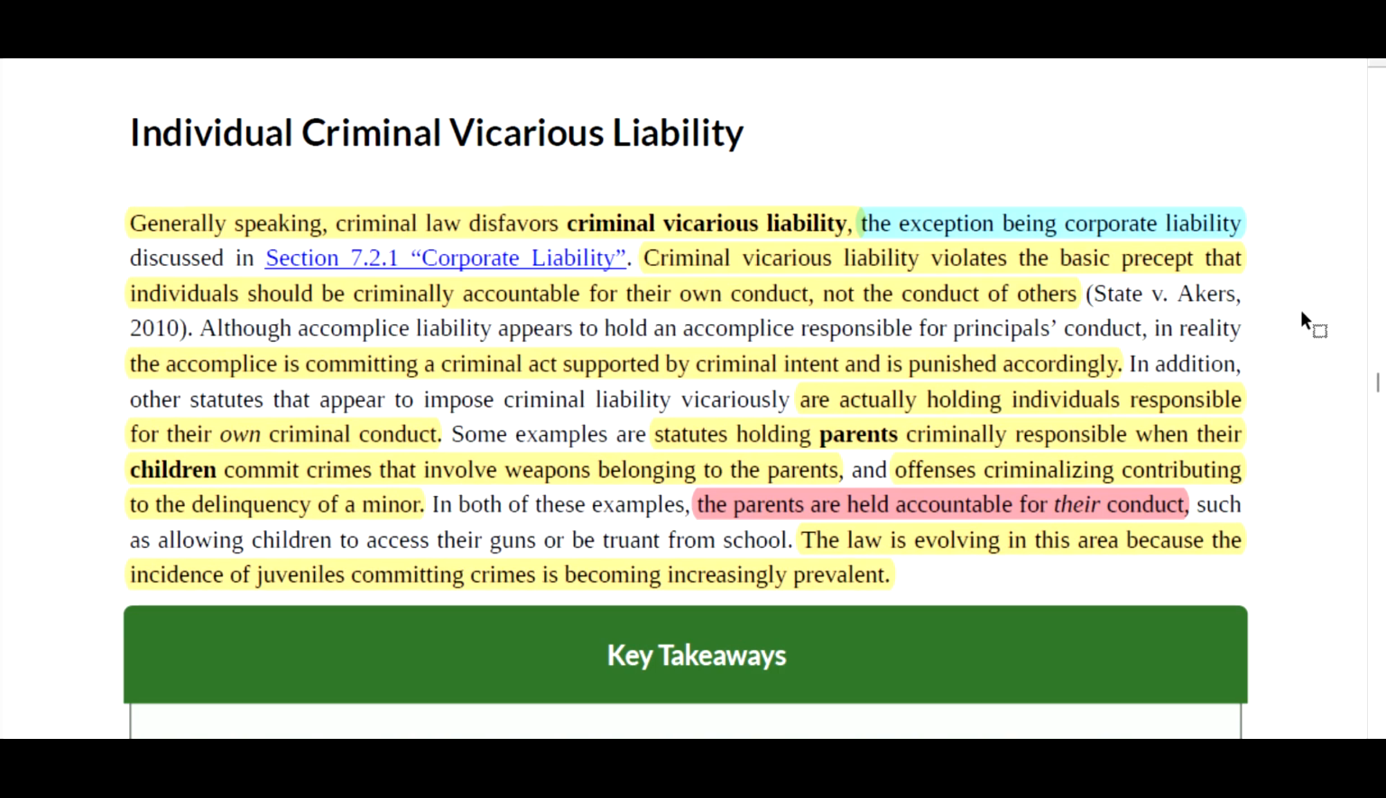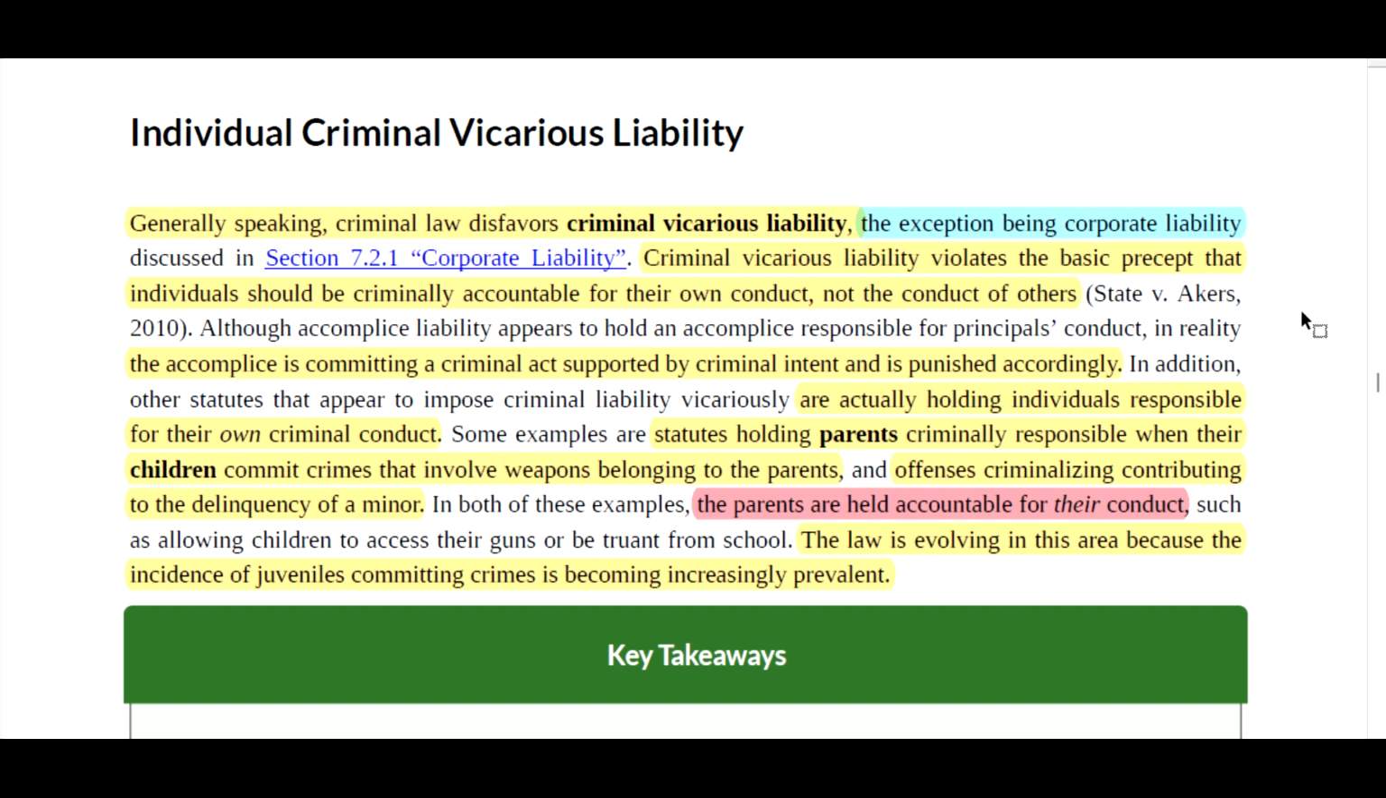All right. So now we can talk about individual criminal vicarious liability. Generally speaking, criminal law disfavors criminal vicarious liability, exception being corporate liability. The reason we say this is because criminal vicarious liability violates the entire basic precept that individuals should be criminally accountable for their own conduct, not the conduct of others. It's one thing to be an accomplice. It's another thing to be vicariously liable. So, although accomplice liability appears to hold an accomplice responsible for the principal's conduct, in reality, the accomplice is committing a criminal act supported by criminal intent and is punished accordingly.